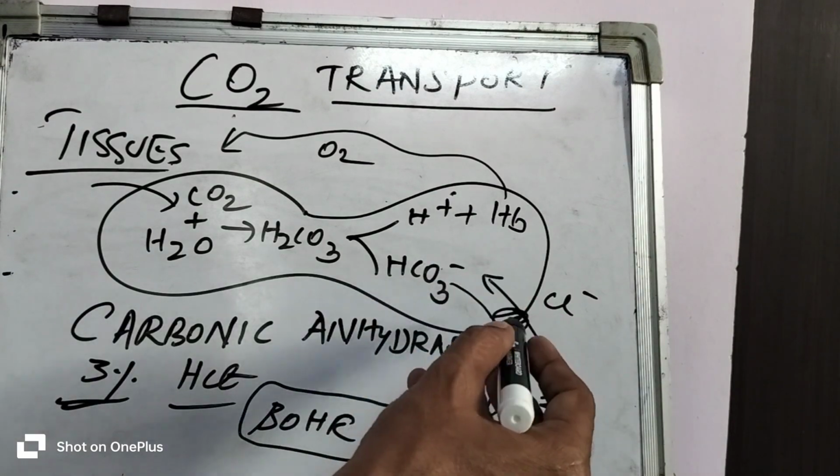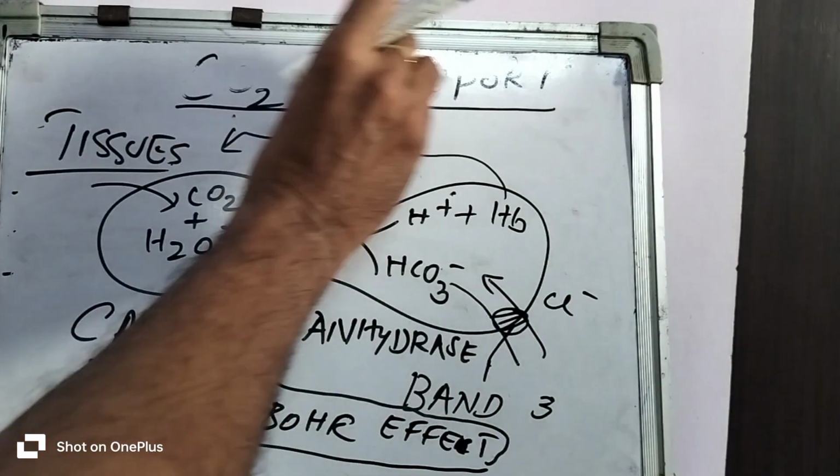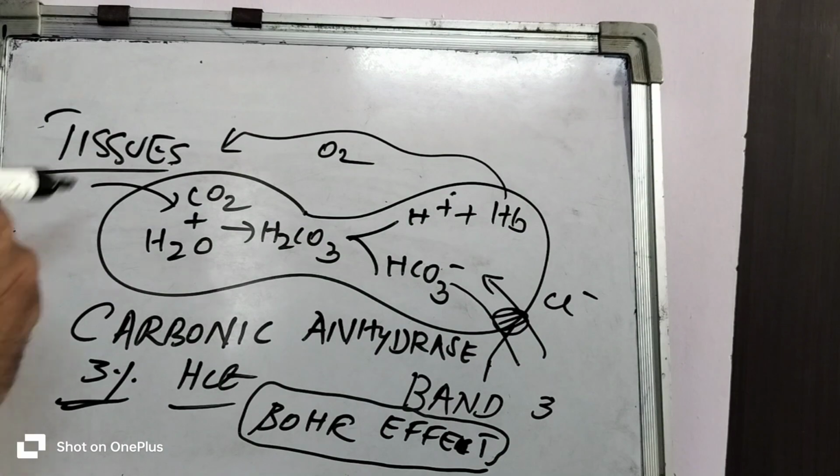This chloride shift was discovered by a scientist called Hamburger, so it is also called the Hamburger phenomenon. So this was explained as the Hamburger phenomenon.